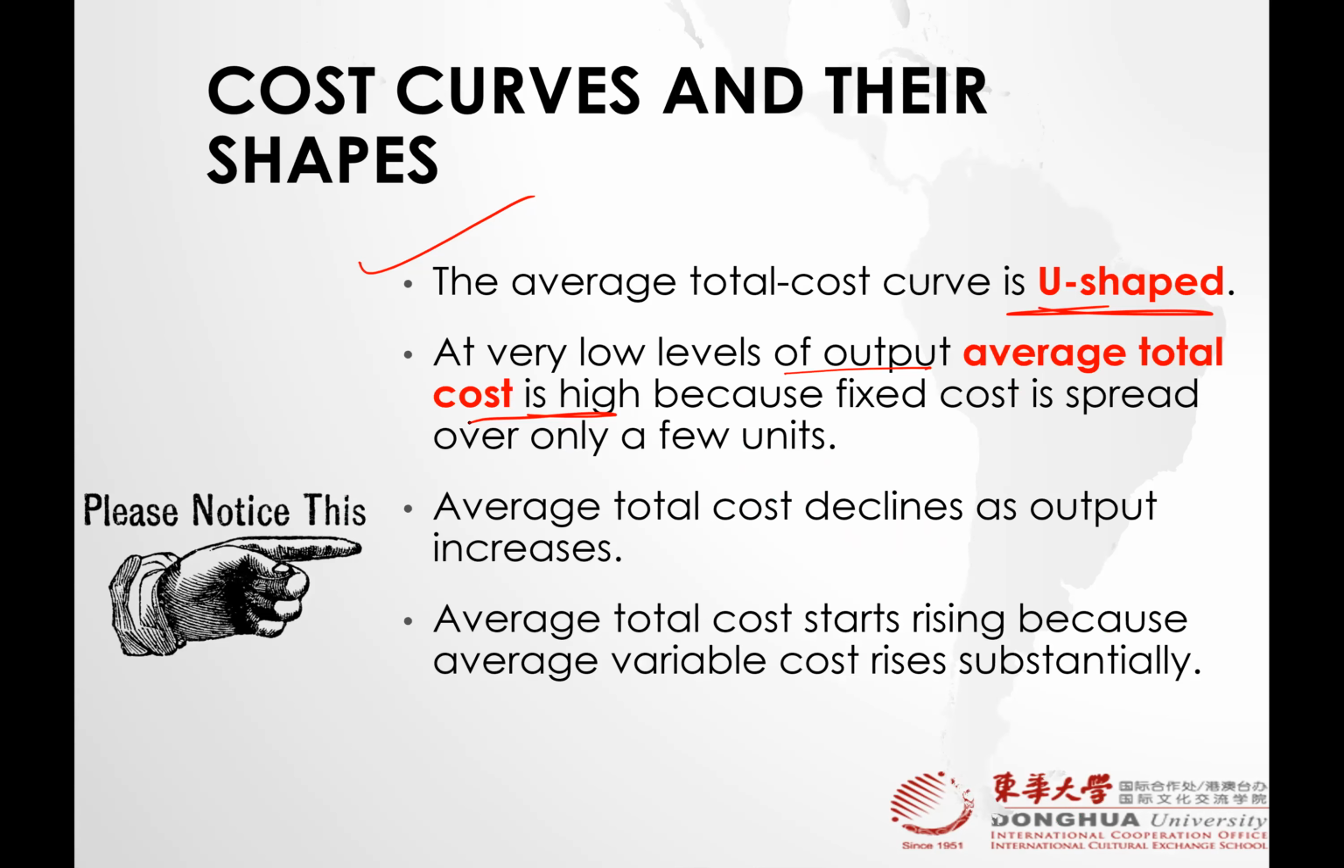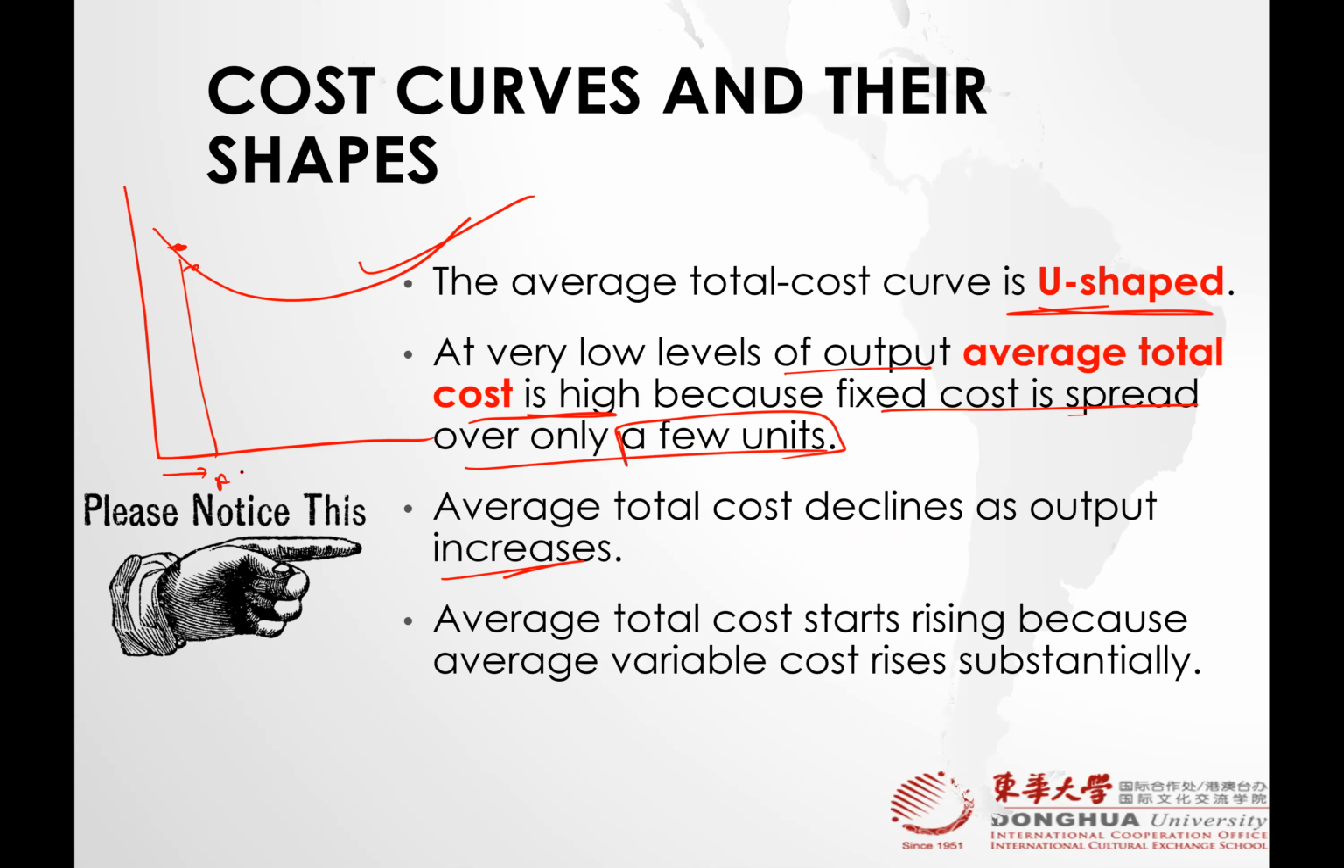What does it mean? On the U-shaped curve, when you are producing small quantities, the cost is highest. And what is the reason for that? Because fixed cost is spread over only a very few units. And then average total cost declines as output increases. So when you produce more, it starts declining. Then the average total cost starts rising because average variable cost starts rising substantially.